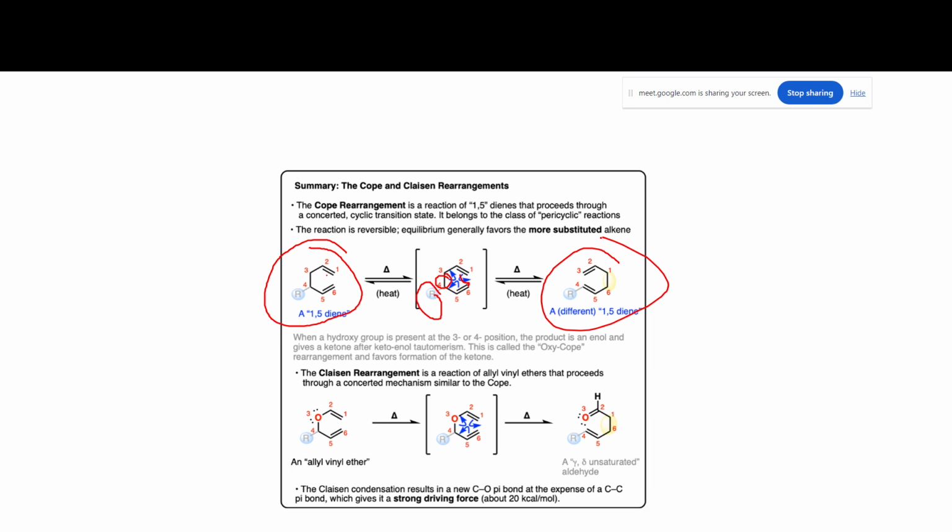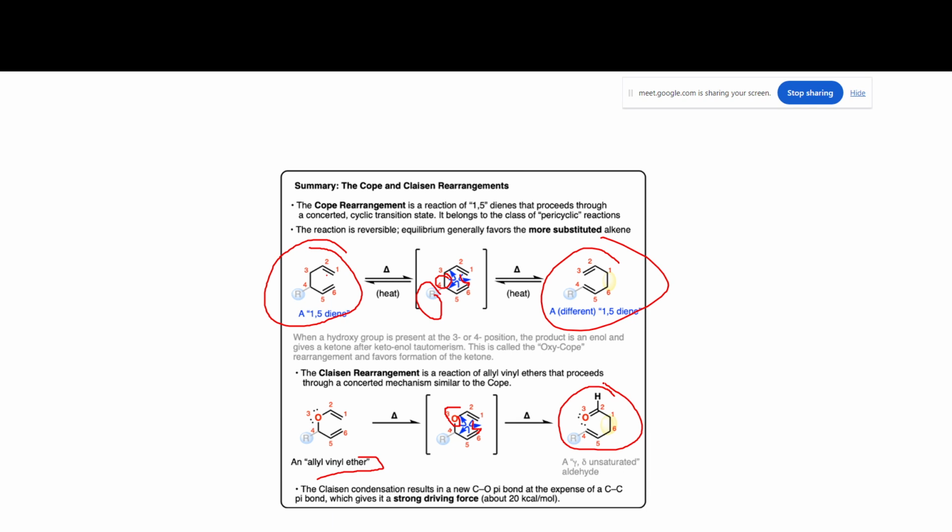And what is the Claisen rearrangement? Claisen rearrangement occurs in the presence of allyl vinyl ether. So from this allyl vinyl ether, if you heat it, what will happen? This double bond forms a new bond, and this will be broken. So you are forming the unsaturated aldehyde group.